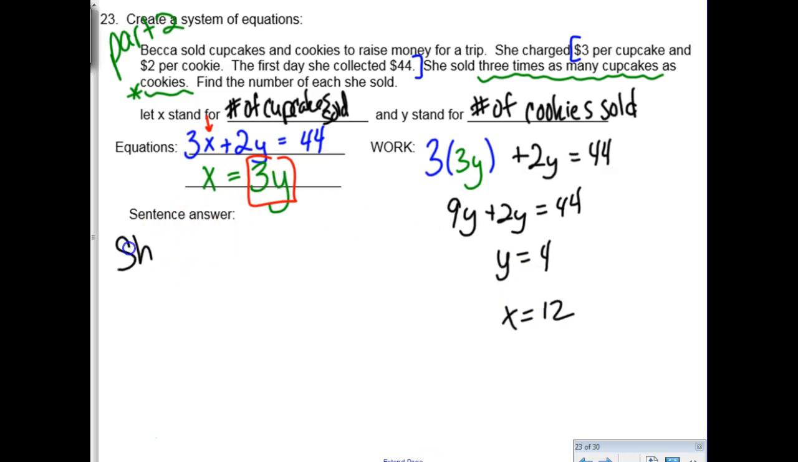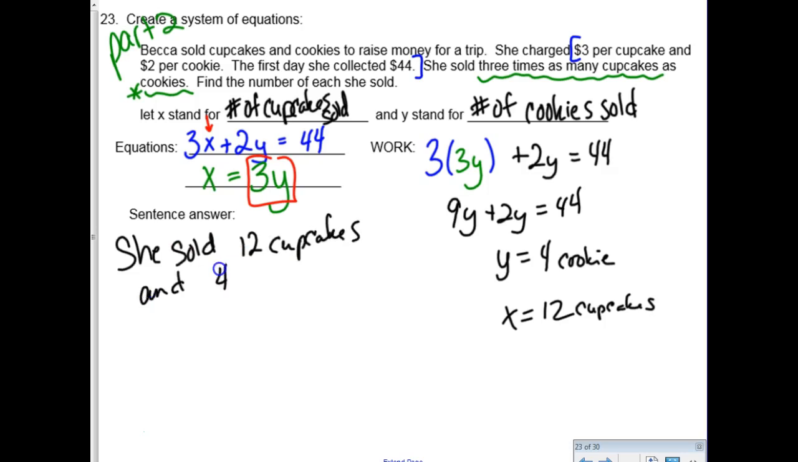So, and this is a good moment to check your math. If she sold 3 times as many cupcakes as cookies, and this is cupcakes, right? So you got to make sure that your math worked out to have 3 times as many cupcakes as cookies, which it did. So she sold 12 cupcakes and 4 cookies! Okay, so that's the end of our day 2 post test. Make sure you're concentrating on the proper questions on the proper days.